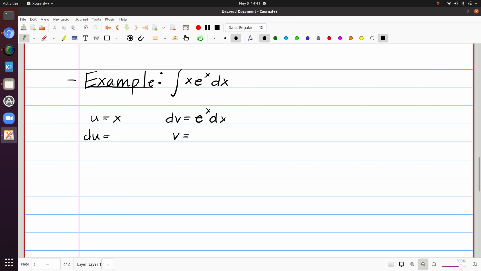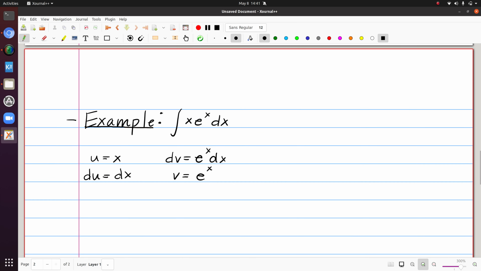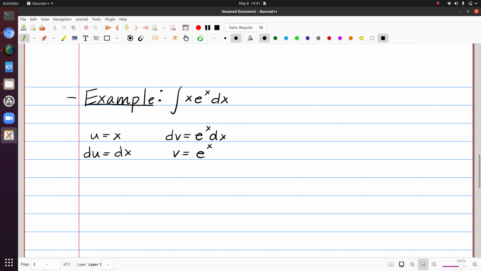Once I define u and I define dv, I should be able to figure out what du is and what v is. So if u is x, then du is just dx. And here we want to find the antiderivative of e to the x dx, and that's just going to be e to the x.